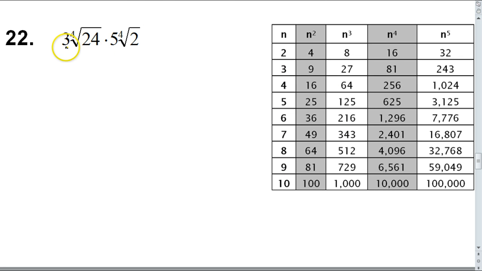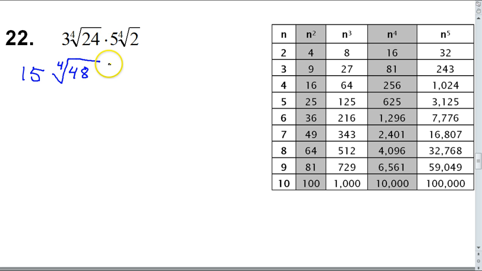Alright, number 22. We can just multiply the 3 times 5 that's out in front. So we will start off with 15. Now, both of these radicals are fourth root. So since the radicals are the same, we can go ahead and multiply these numbers as well, and that will give us the fourth root of 48.